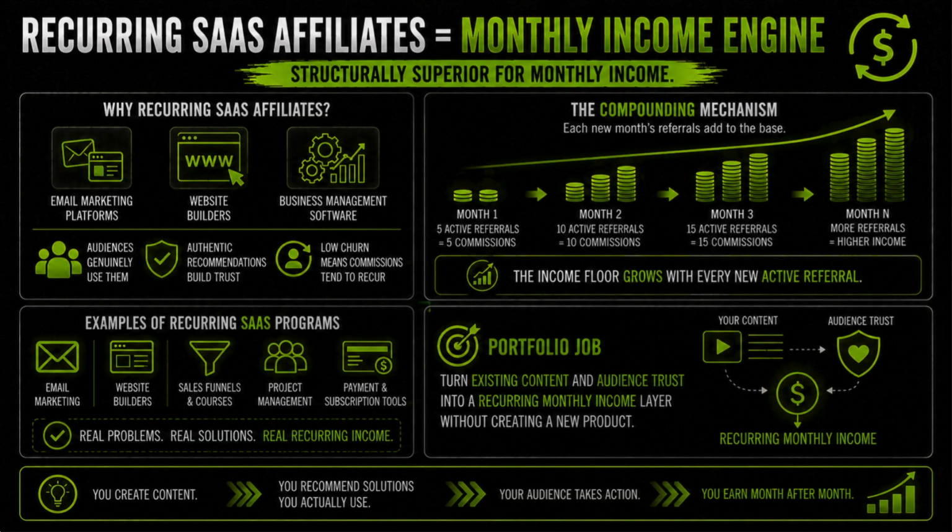For monthly income specifically, recurring SaaS affiliate programs are structurally superior. Email marketing platforms, website builders, business management software, these are products audiences genuinely use long term. When content recommends them authentically, referrals tend to have low churn, which means the commission tends to recur. The compounding mechanism is this: each new month's referrals add to the base. 5 active referrals this month earns 5 commissions. 10 active referrals next month earns 10. The income floor grows with each new active referral. So what's this layer's job in the portfolio? It turns existing content and audience trust into a recurring monthly income layer without creating a new product.